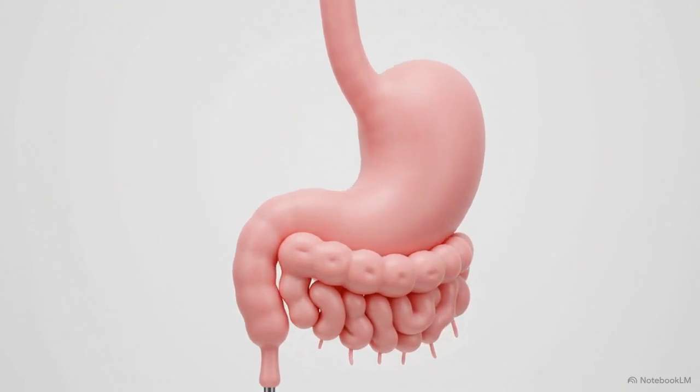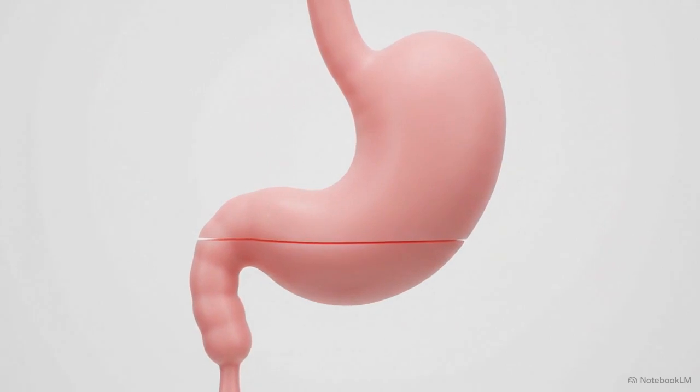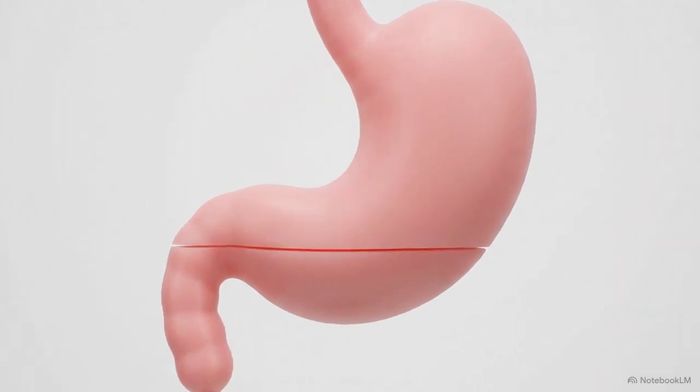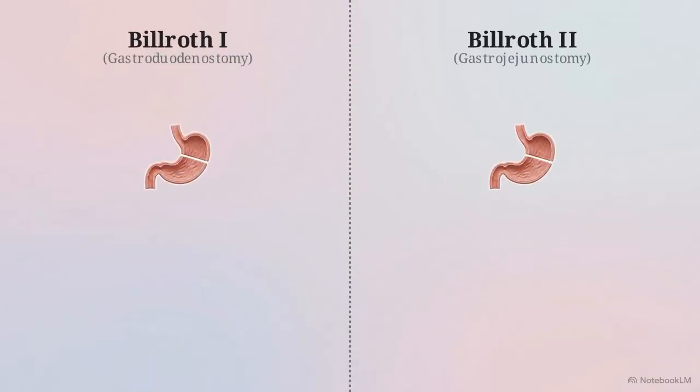Removing the lower stomach in a distal gastrectomy leaves the surgeon with an immediate anatomical problem. The digestive conduit is severed, and gastrointestinal continuity must be carefully restored. This diagram maps the two primary solutions to that problem. The surgeon can route the gastric remnant down one of two pathways.